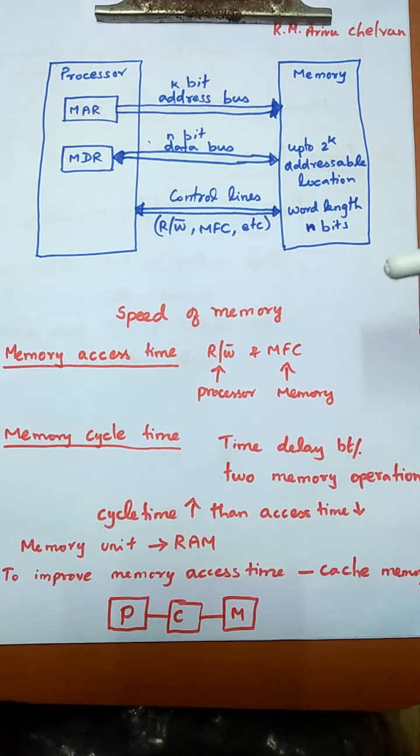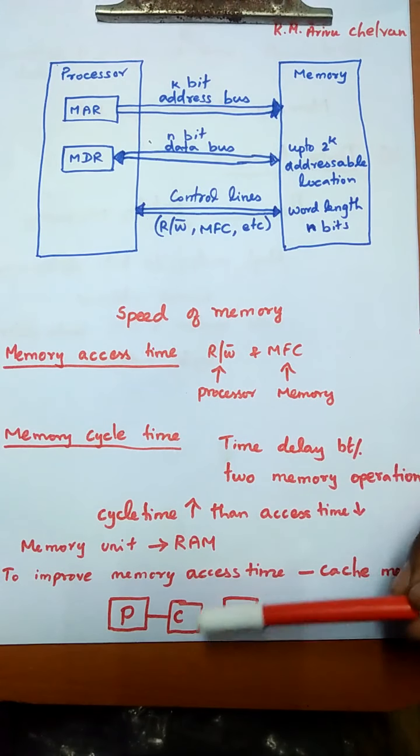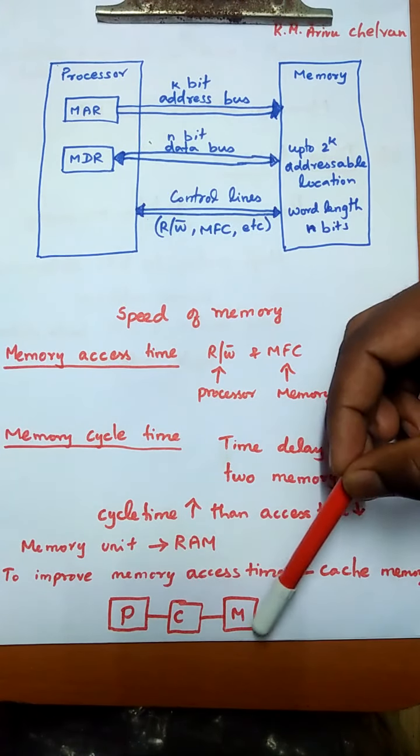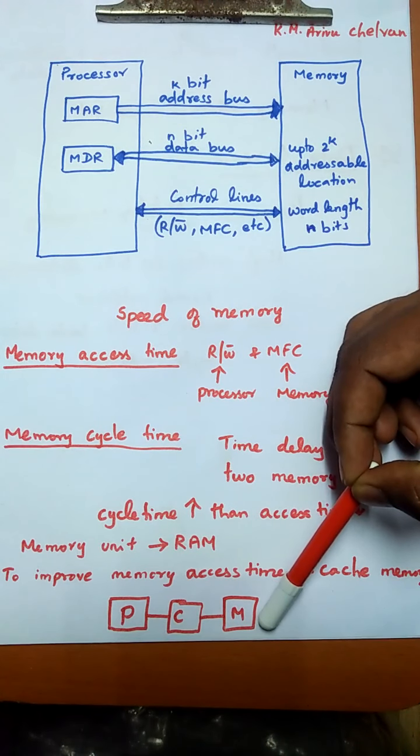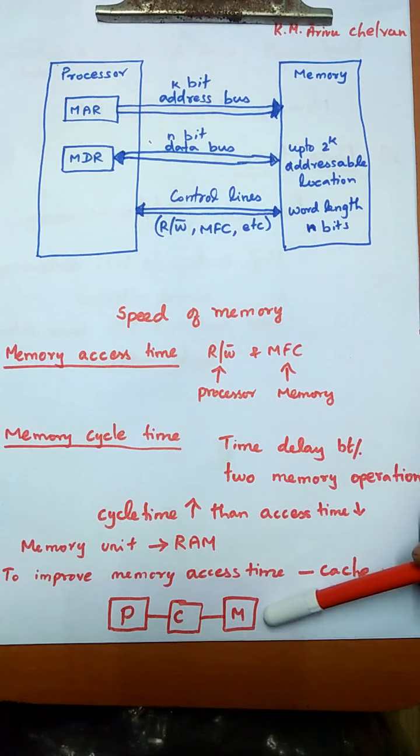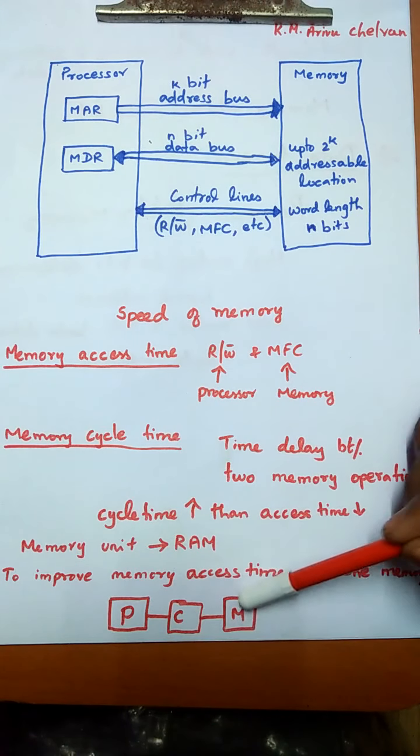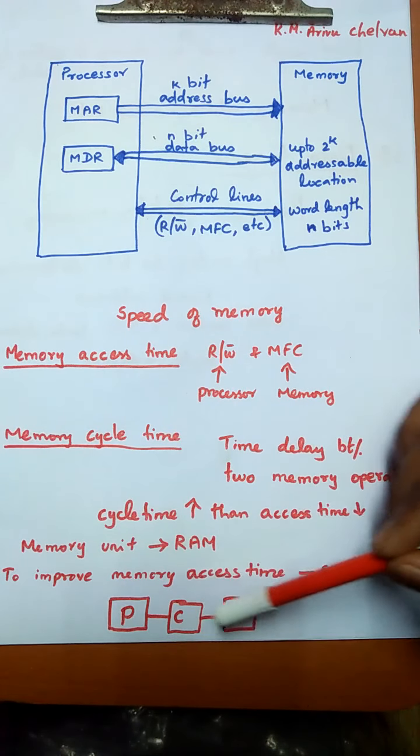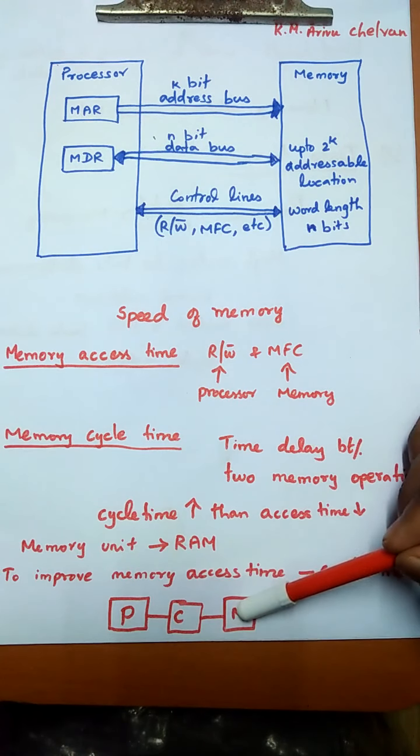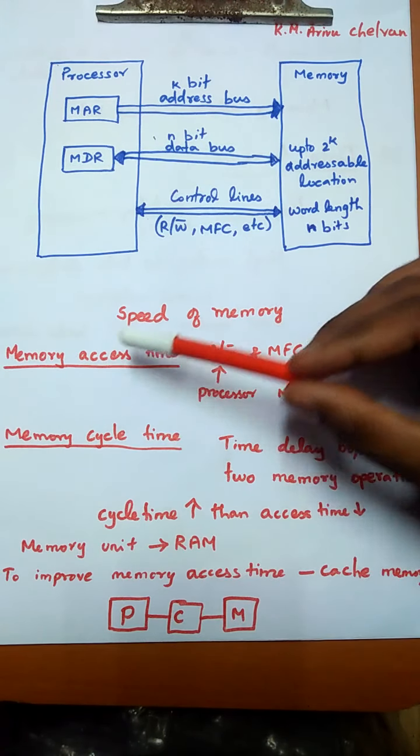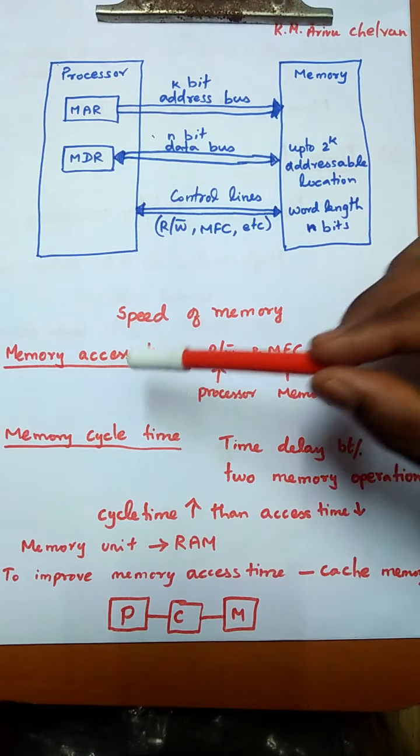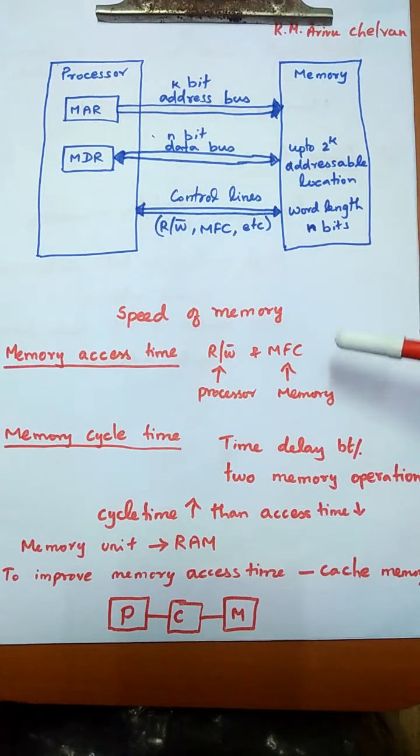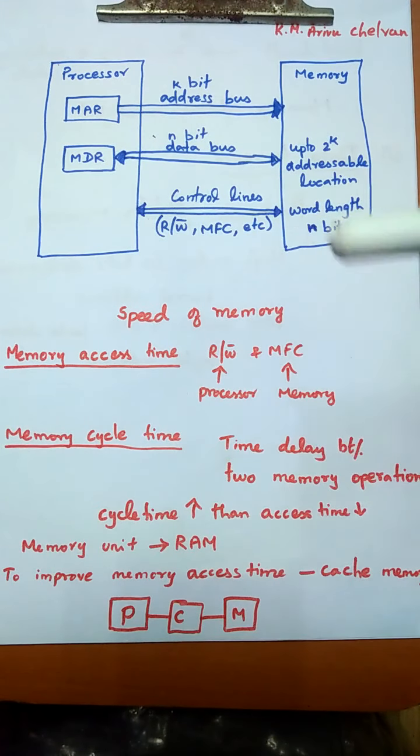So to improve this process much more, we introduce another memory called cache memory. This cache memory is placed between processor and RAM memory. The speed of RAM is comparatively lower than cache memory. The speed of cache is higher than RAM. So if we place a cache memory between processor and RAM, the memory access time will be reduced. If we reduce the memory access time, the performance increases, or the speed of memory increases.